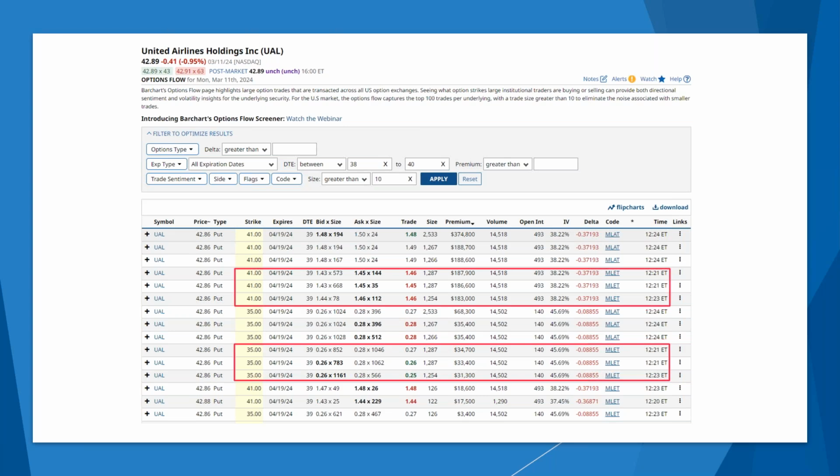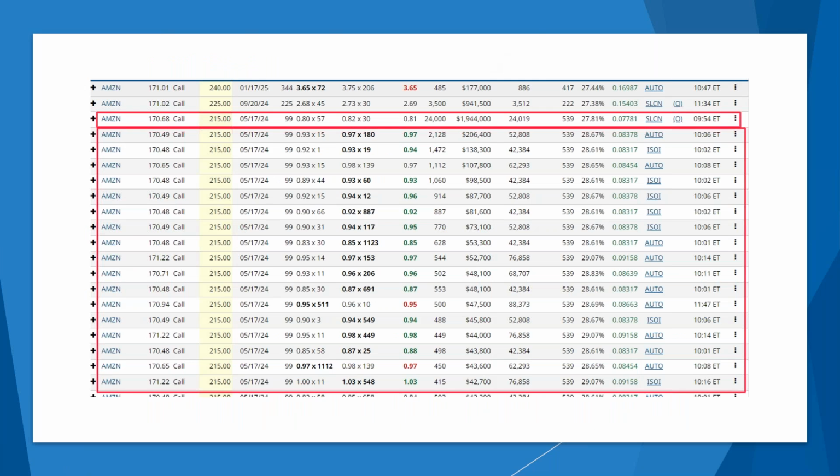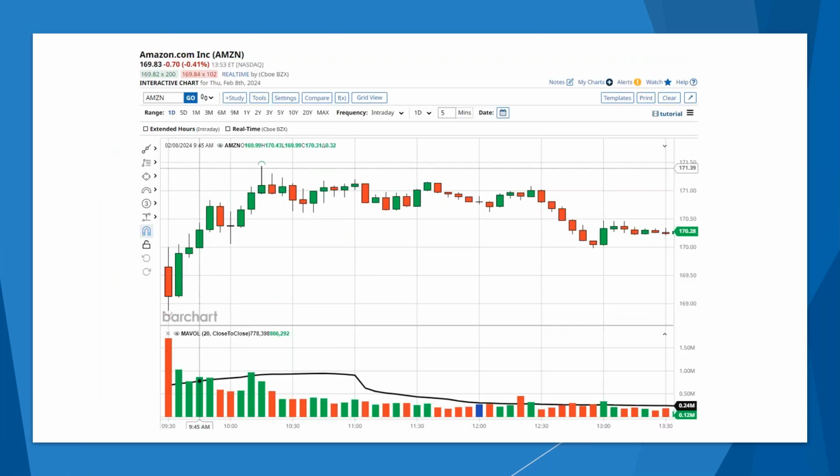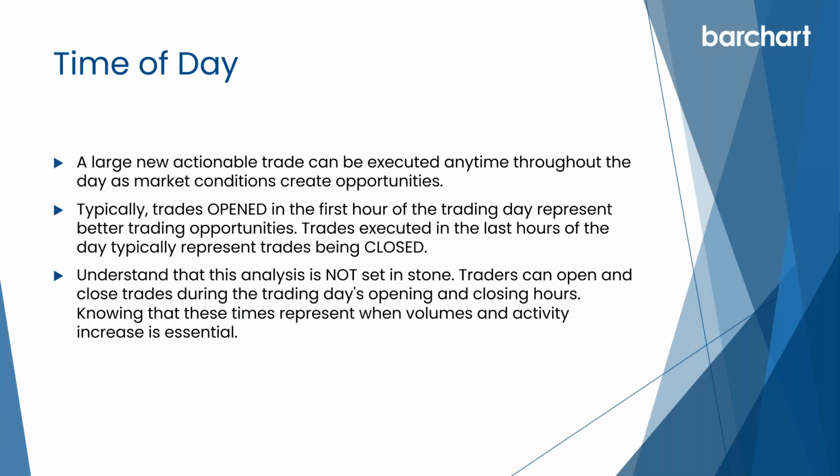All right. So I think we got a lot of the questions. So let's do this now. Another way we can use the options flow is this concept of time of day. This is kind of a philosophy of trading, but this is definitely a philosophy of trading I believe in.